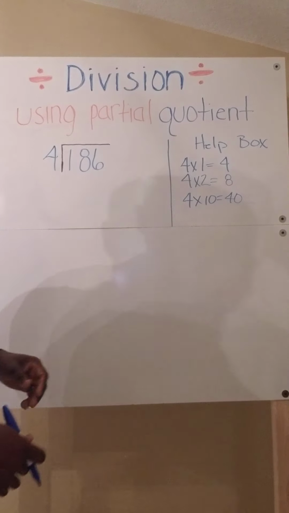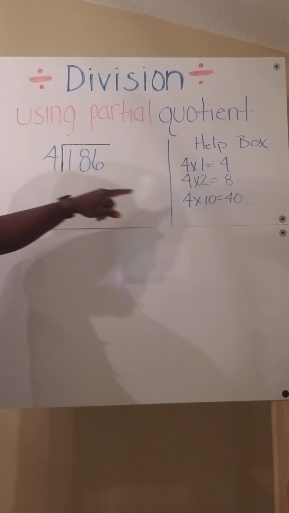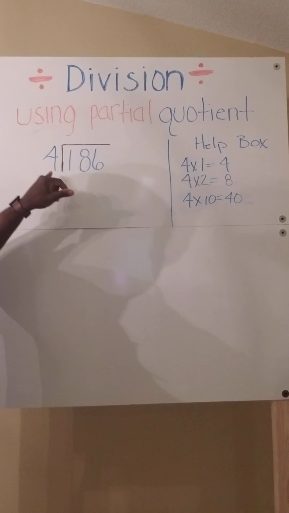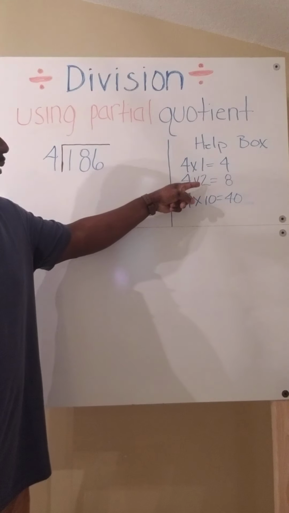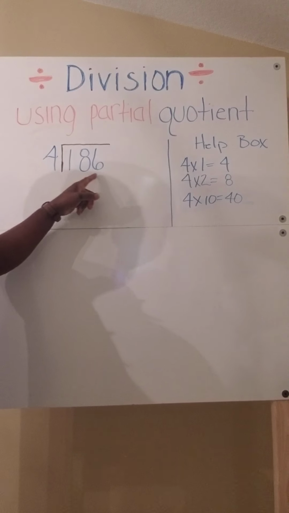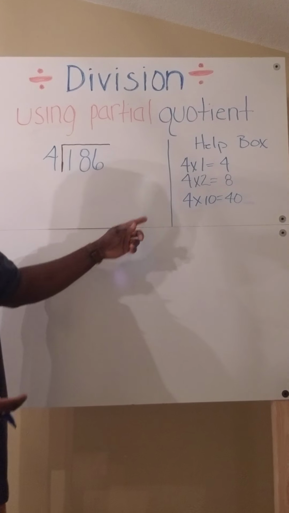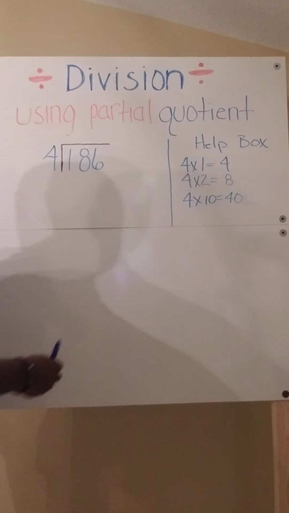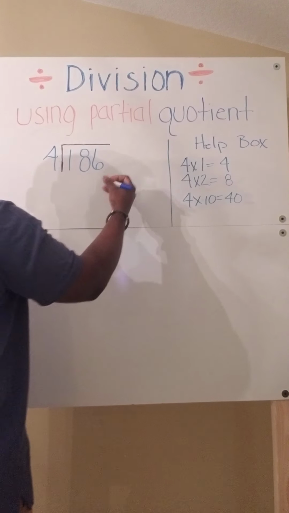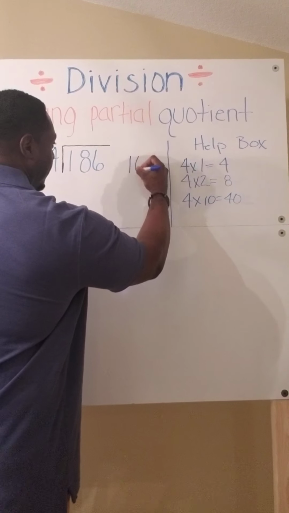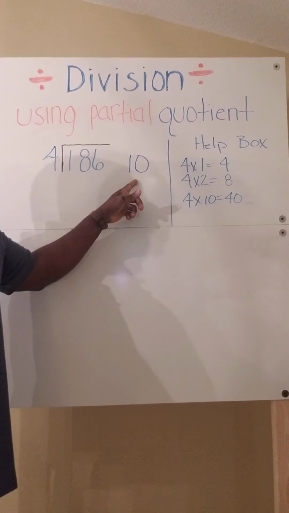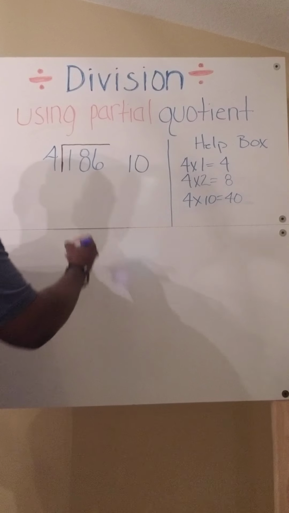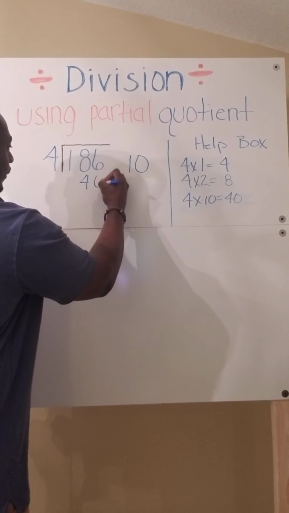My next step is to divide the 186 by 4 using the help box. So I'm saying to myself, according to my help box, 4 times what number will get me as close as I can to 186 without going over? The largest number in my help box is 40, so I'm going to use 4 times 10. I'm going to take the 10 and write it off to the side. We're going to come back and use that 10 a little bit later. According to the help box, 4 times 10 is 40, so I'm going to put my 40 here.